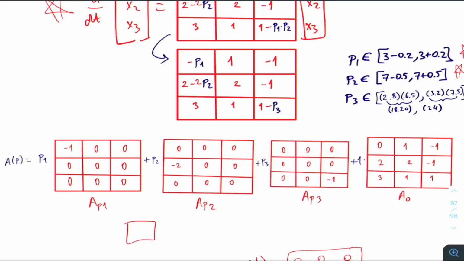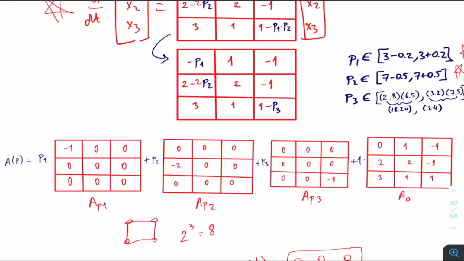for example, in that case there are 2 parameters and 4 vertices. How did we reach that number? 2 to the power 2 is 4. For example, how many vertices does a cube have in 3 dimensions?